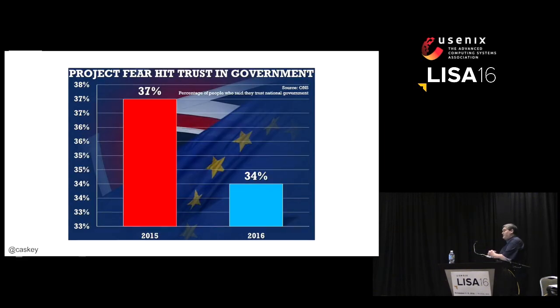This is a great one. Okay, now it was very hard finding examples because we just came out of a very interesting political cycle, and most bad media infographics are related to politics. Now this is a fascinating one because it's from before the election, but it says Project Fear hit trust in government, and I'm not sure how to parse that.